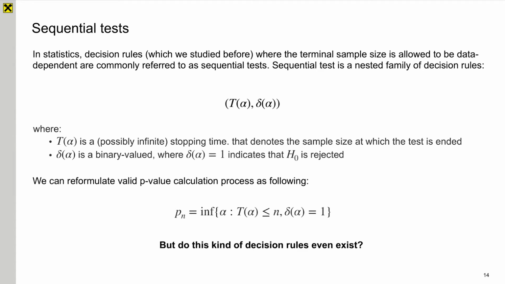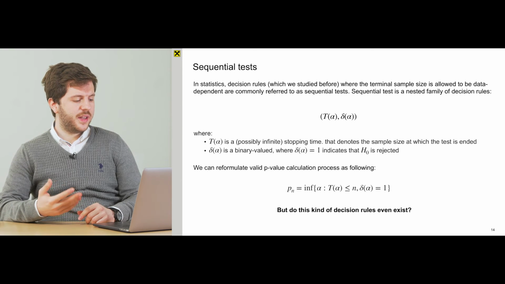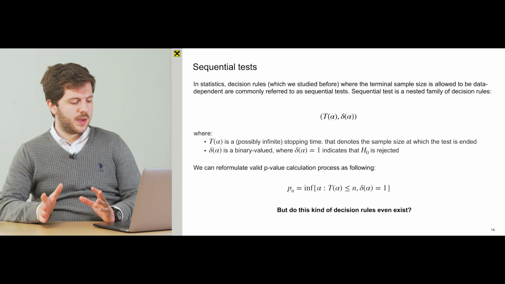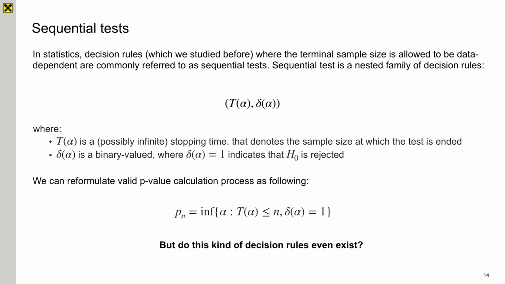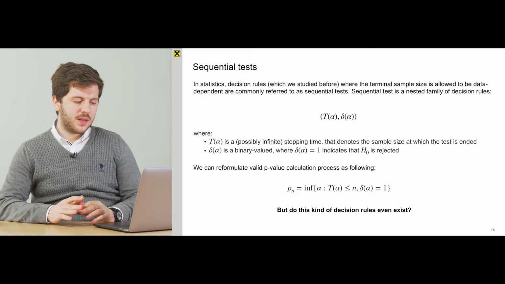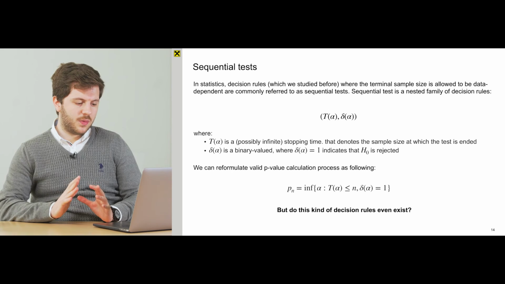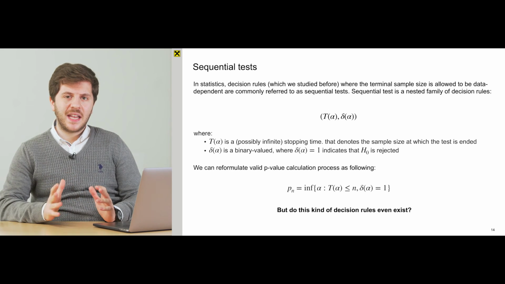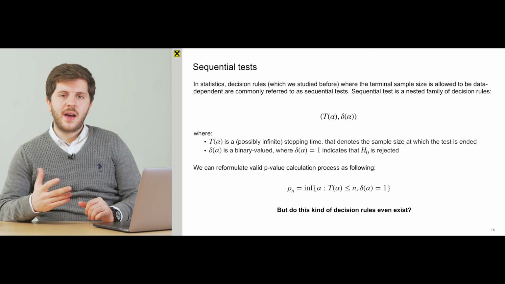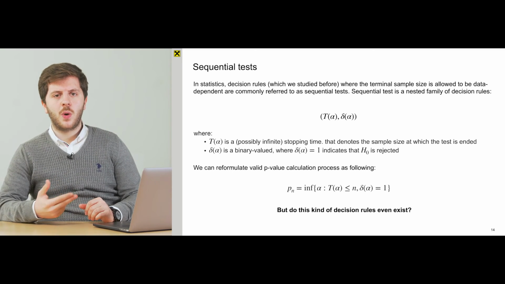0 otherwise. And so we could reformulate our valid p-value calculation process in the following way. We will say that it is the smallest alpha when our sample size t of alpha is smaller than n and delta is 1. I think that it's pretty hard to understand, but do this kind of decision rules, t and delta, even exist? And this is a question I want to answer.